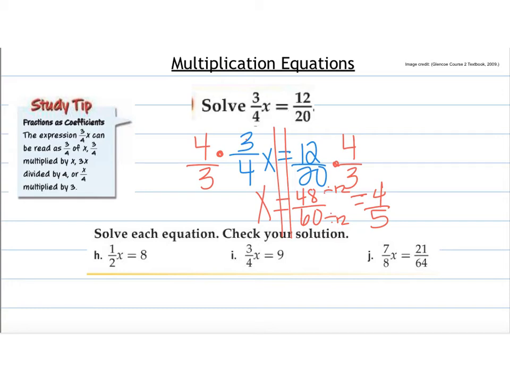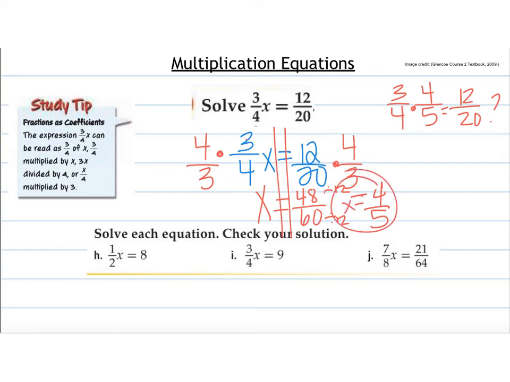So we're gonna do the same. We're gonna check it underneath, but I ran out of room, so I'm gonna check it up here. 3/4 times 4/5 equals 12/20. Does that work? Yes. 3 times 4 is 12. 4 times 5 is 20. So yes, that works. So x equals 4/5.